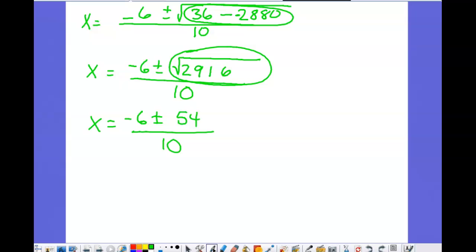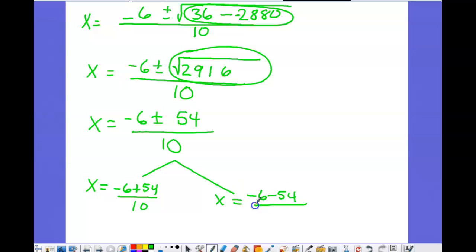Now here's what we're going to do. We're going to split this up at this point into 2 problems. We're going to do x equals negative 6 plus 54 over 10, and x equals negative 6 minus 54 over 10. So we're going to do 2 branches, one for the plus, one for the minus.